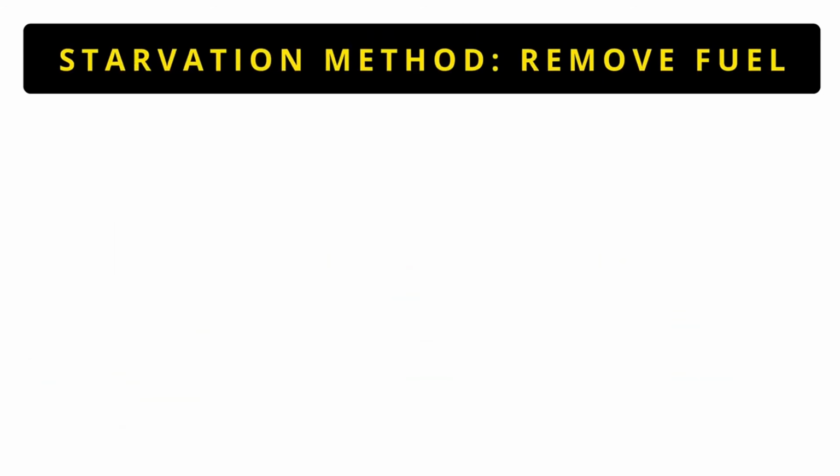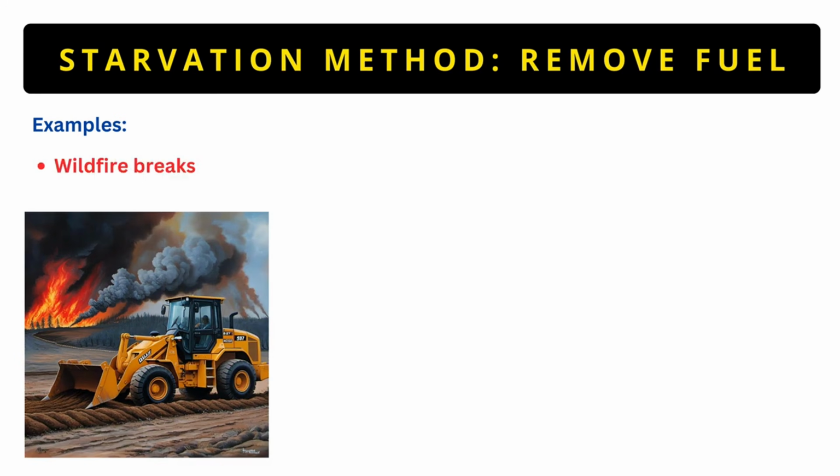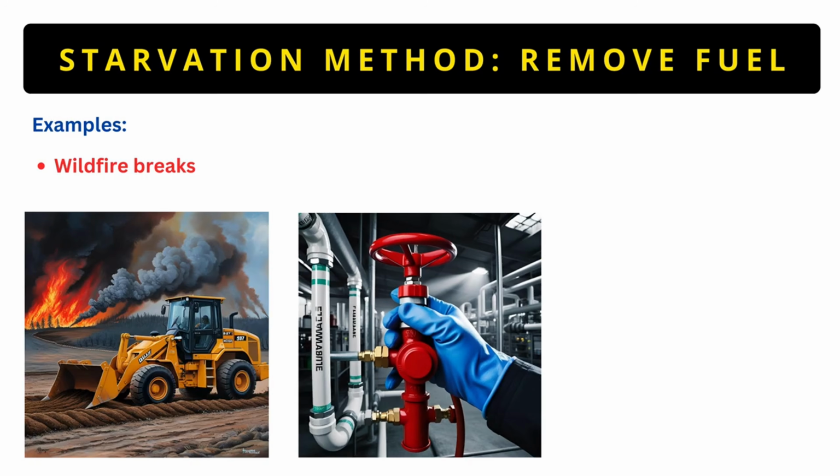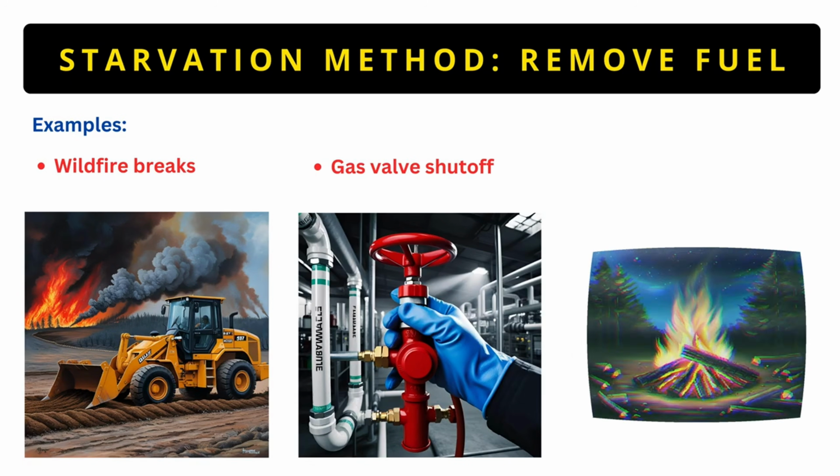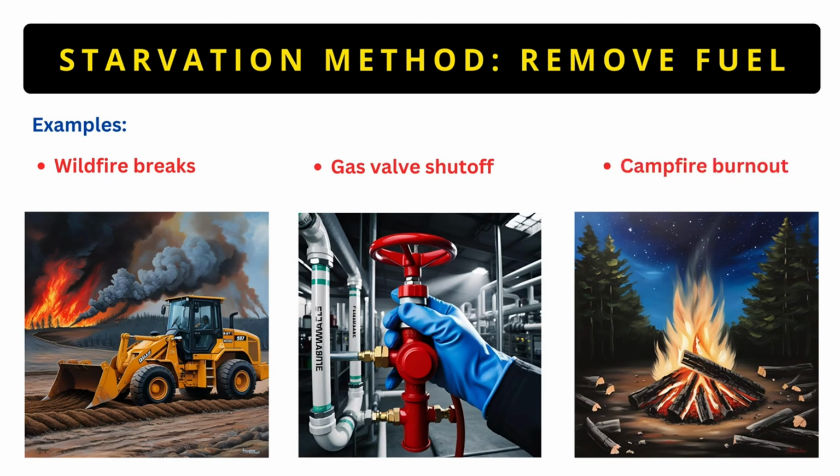Sometimes the most effective strategy is to remove the fuel source entirely. We call this starvation. Wildfire fighters are masters of this technique, using bulldozers to create wide containment lines by removing all vegetation, literally starving the advancing flames of fuel. In industrial accidents, the first priority is often shutting off gas or fuel valves to stop the flow of combustible material. Even in simple scenarios like a campfire, we practice starvation when we stop adding wood and let the fire burn out. This method requires anticipation and quick action, but when executed properly, it's incredibly effective.